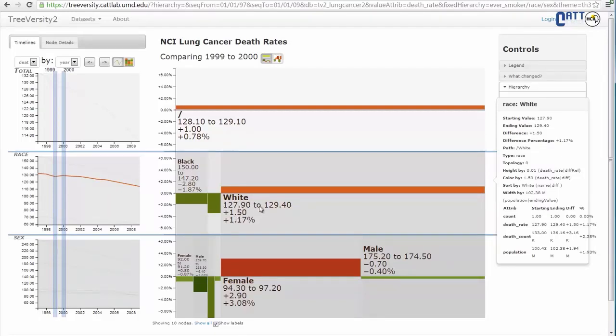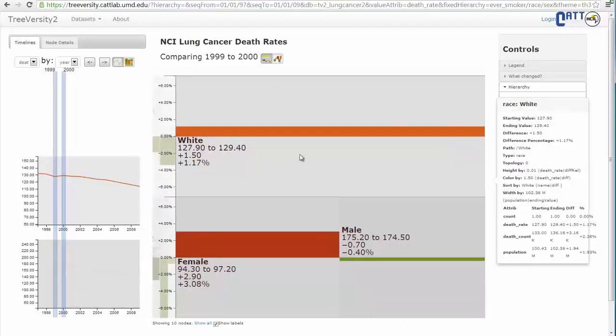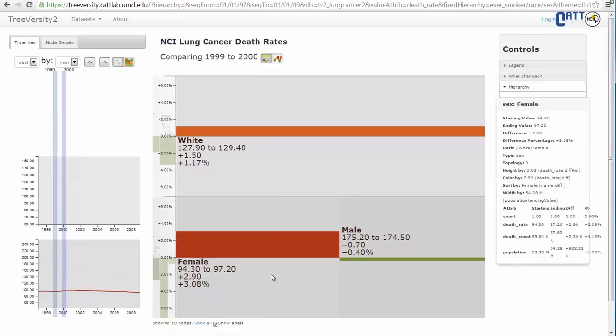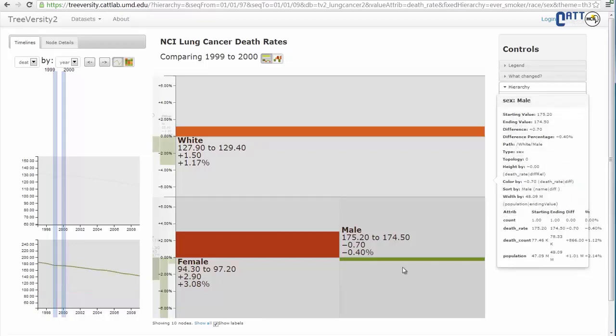And then if we move forward and explore a little bit deeper into that, we can jump into the different races by clicking on them. By doing that, we have a subtree that shows us the change between the white females and the white males. And we see that overall, that big increase is due to a 2.9 increase in the females, while for males, there was a decrease in the rate.